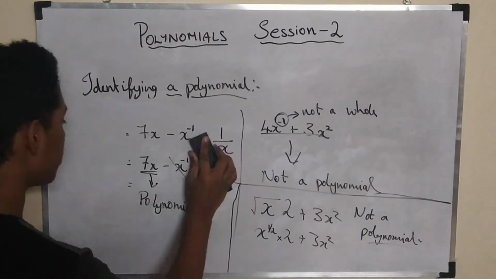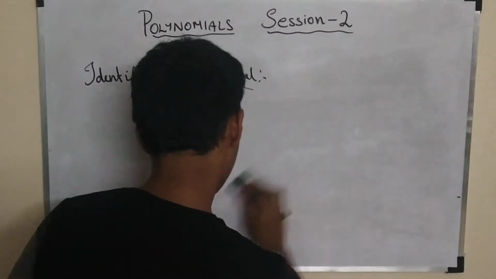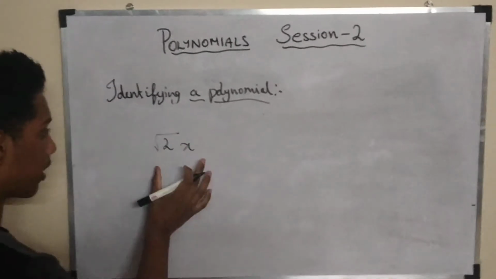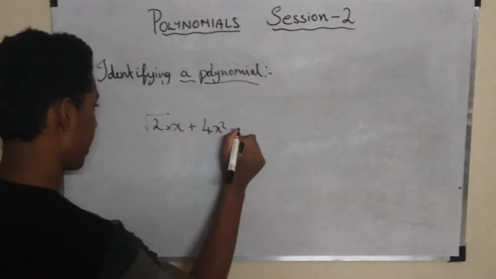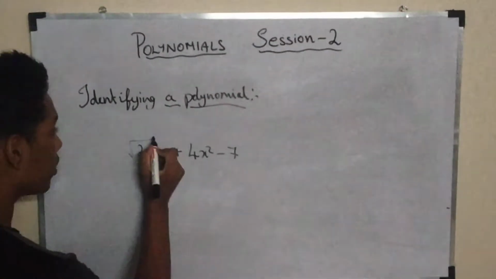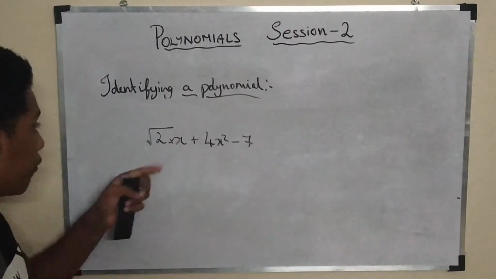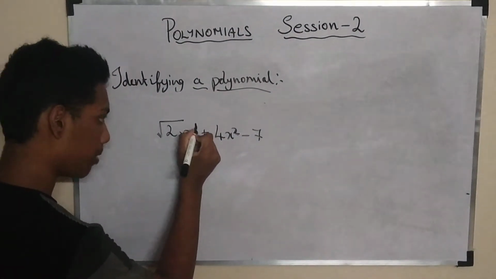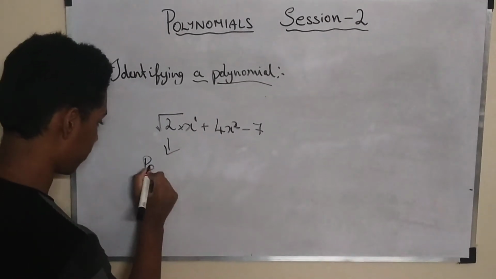Now let's see the last example. This example is root 2 times x plus 4x square minus 7. X is not under the root. Is this a polynomial or not? Observe this carefully. There is no root for x. The root is only for 2. Root 2 times x. So here there is 2, here there will be 1, right? Then you can easily state this again as a polynomial.